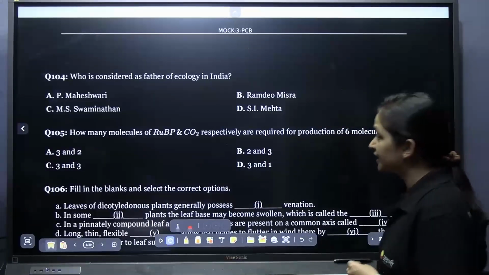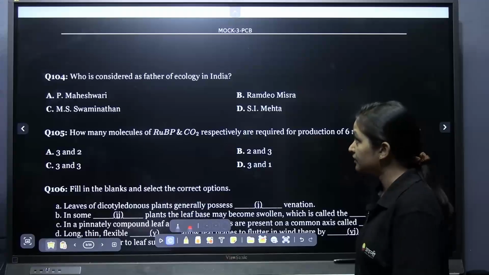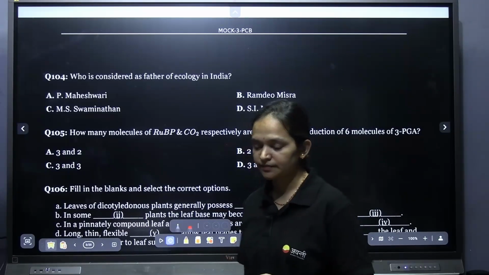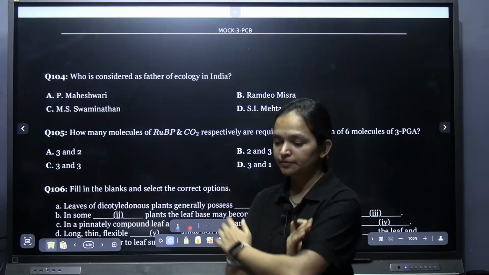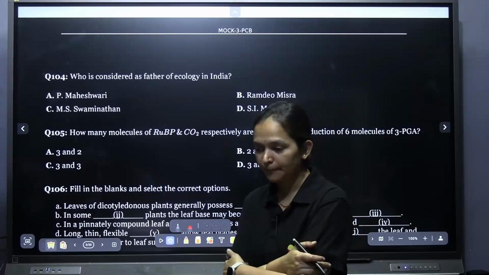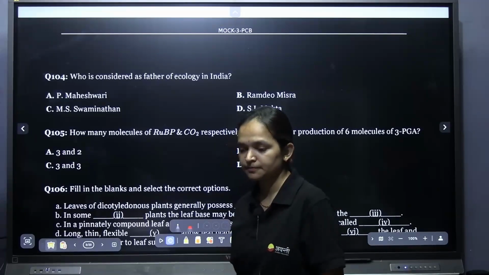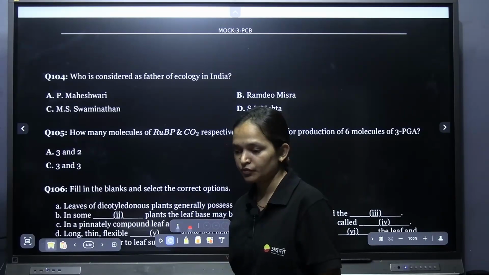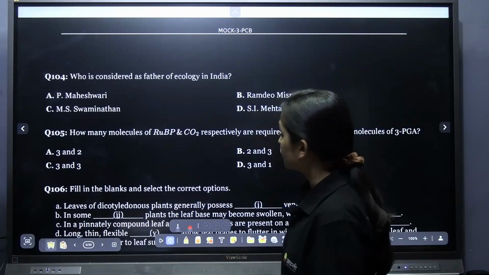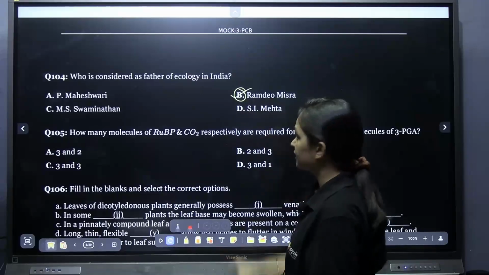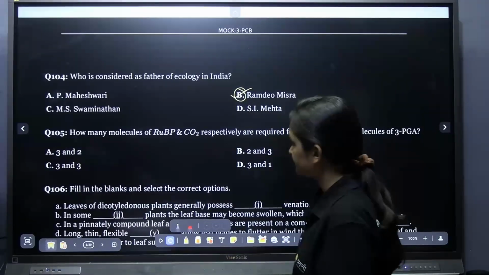104. Who is considered the father of ecology in India? In India, we need to say in India. Direct question it is. Who? Do you know? Tell me, children. Chris, Sakshi. Option C? Not MS Swaminathan. It is Ramdev Mishra. Option B is the correct answer. B for Bombay is the correct answer.